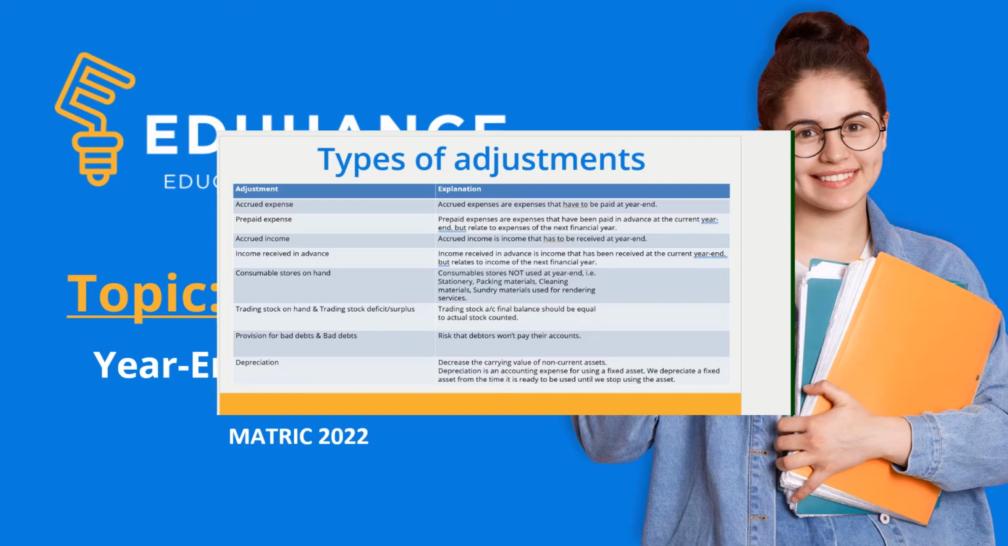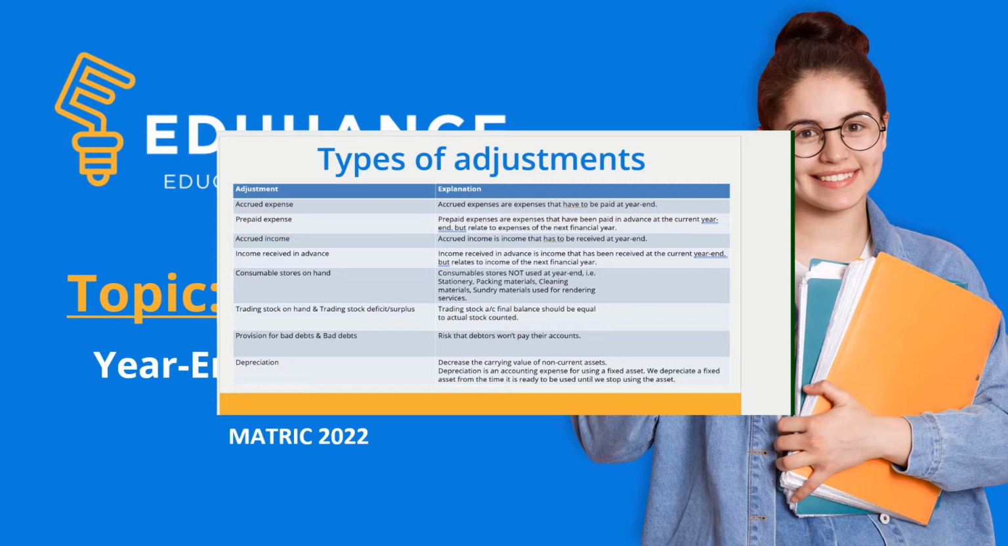Depreciation is reflecting the use of an asset in the company, and this results in a decrease of the carrying value of non-current assets. We depreciate it either using a straight line method or the reducing balance method, which is based on your carrying value at the beginning of each year.